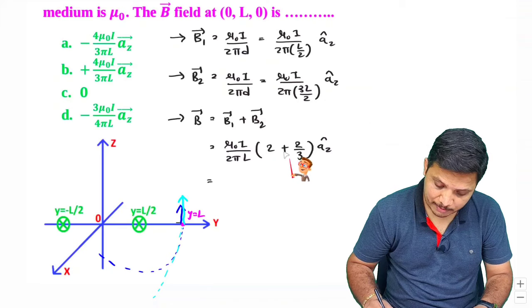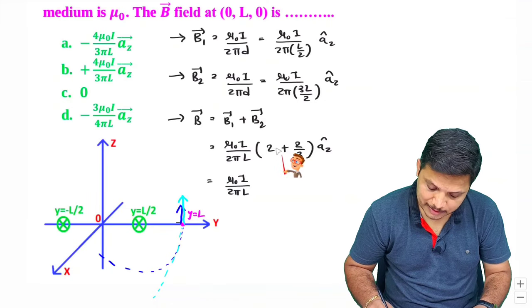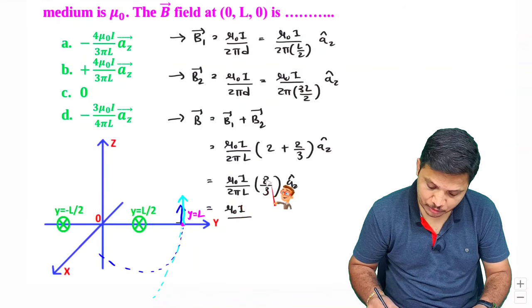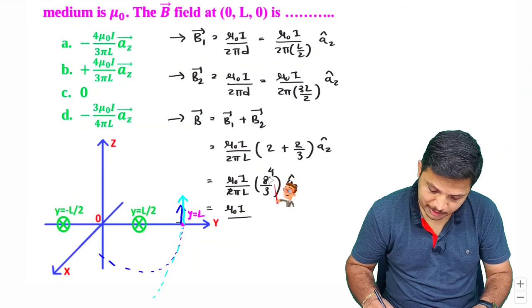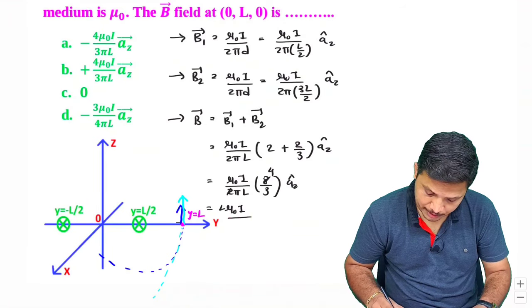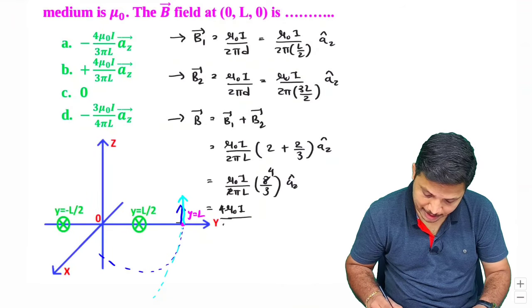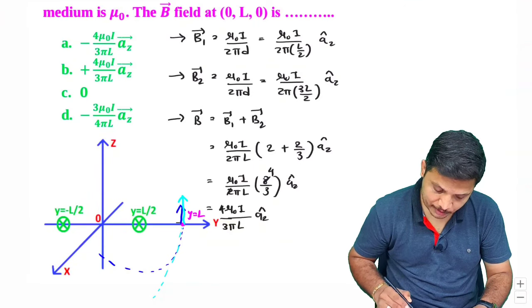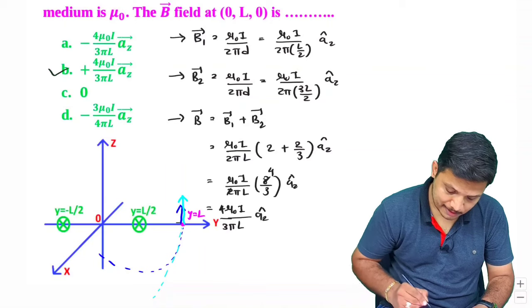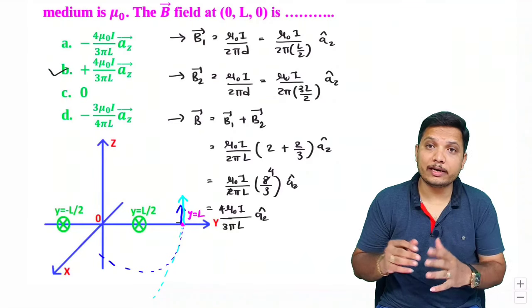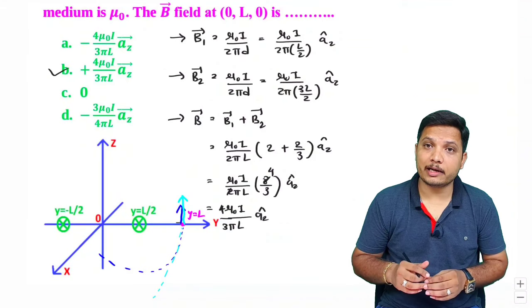So if you simplify this, it is 3 plus 4, that is, 6 plus 2, 8 by 3. Now this 2 and this 8 will make it mu 0 I into 4 divided by 3 pi L in the AZ direction. So our answer is this. I hope you have understood this. Let us have one more interesting question based on magnetic field.